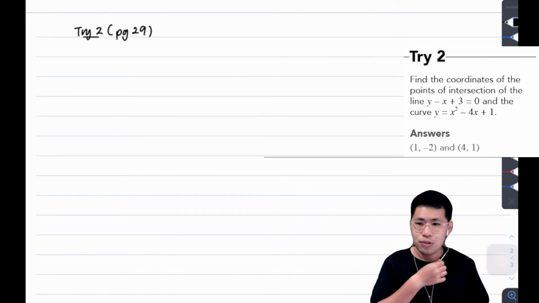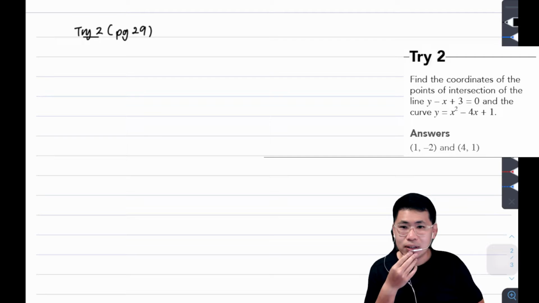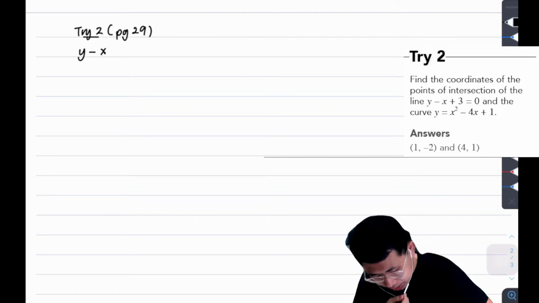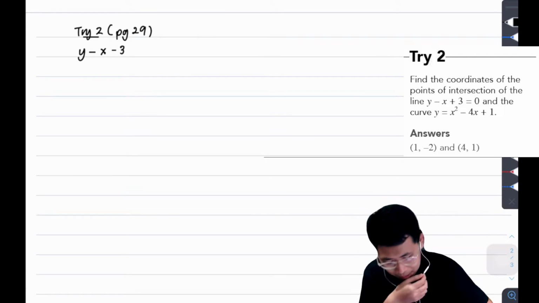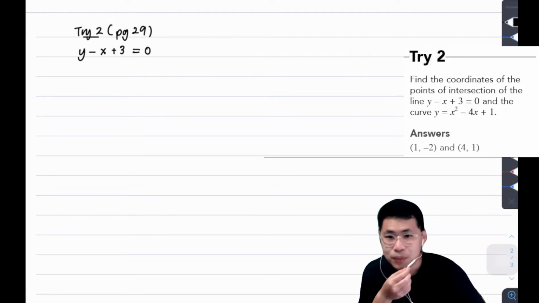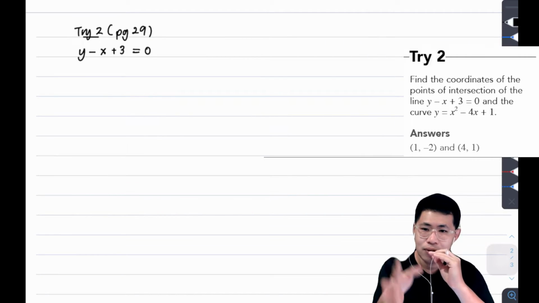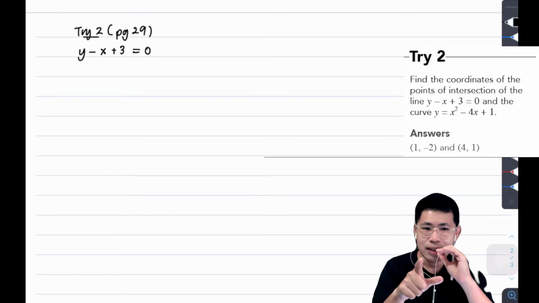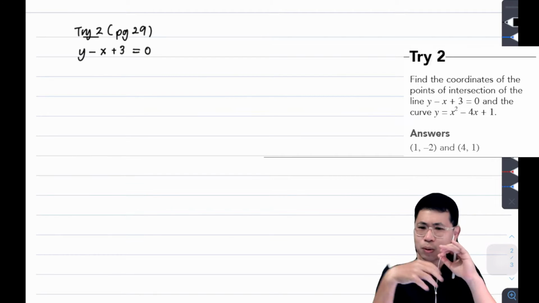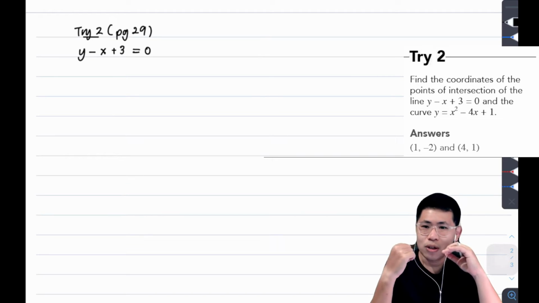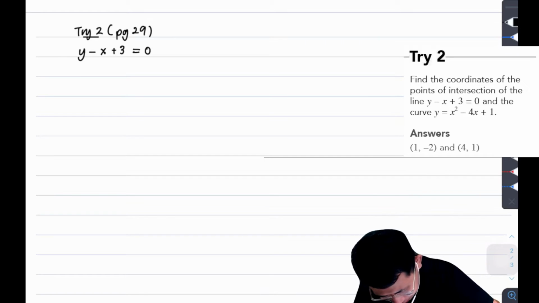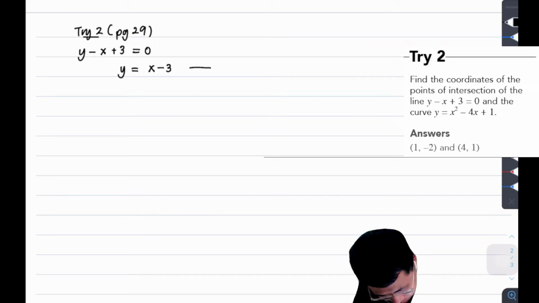Alright, so for try 2, we have the coordinates of the points of intersection of y minus x plus 3 equals 0 and the curve y equals x squared minus 4x plus 1. Before we start, let's take a look. We have x squared and 4x, so we'll probably need to solve for x. I will need to make y the subject for the first equation. So y on the left, the rest on the right. This will form my equation 1.